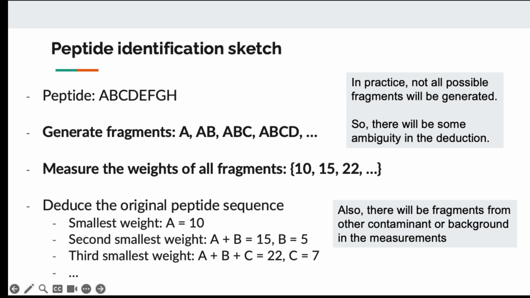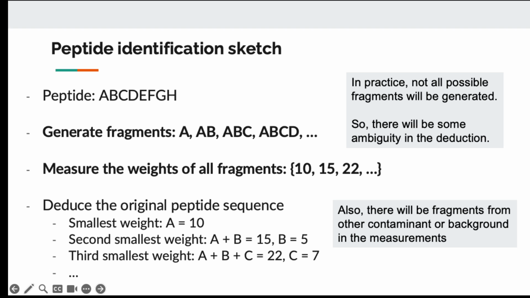The problem is, when we look at real data, we are not going to be able to guarantee that we can generate all possible fragments. So there will be some missing numbers in this observation. And also, when we analyze a protein or a peptide, it's not a pure isolate. There's going to be maybe a different peptide with similar mass, or some chemical contaminant or background signal that interferes with the measurement. So you're not just going to see 10, 15, 22. You might see 12, you might see 8, you might see 17, which are not coming from this peptide.